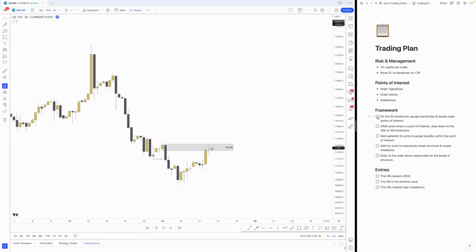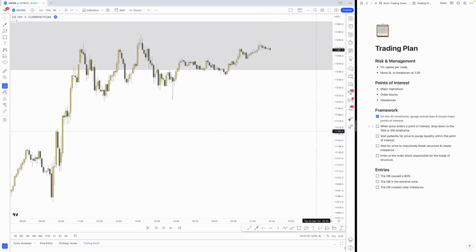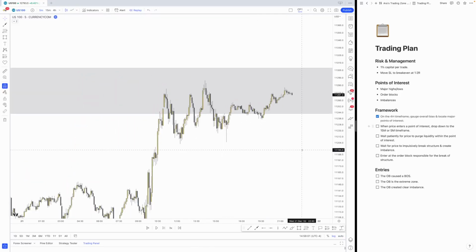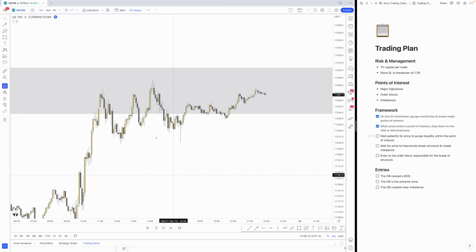So I'm going to check this off the list, and we're going to drop down to the 5-minute time frame in this case because I want a more zoomed in perspective. So we're going to check the second step off the list because we've dropped down to our lower time frame now. Now the next step is that we have to wait patiently for price to purge liquidity within the point of interest. Well, it looks like that already occurred right about here.